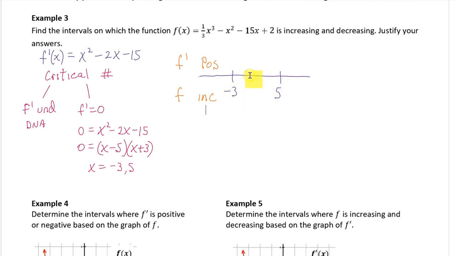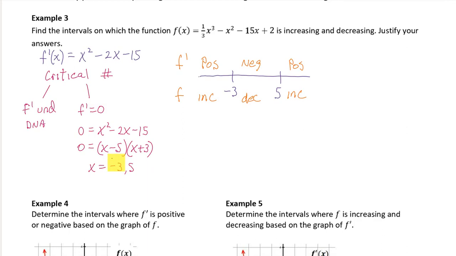Well, 0's in there, and 0's always an easy one. So if you plug in 0 to the first factor, that's negative 5. If you plug in 0 to the second factor, that's 3. So that's negative times positive, which is going to make this interval negative, which tells me that f is decreasing. And finally, I'm going to go back to the last one, plug in 6, and both of these factors become positive. So we have a positive and an increasing.